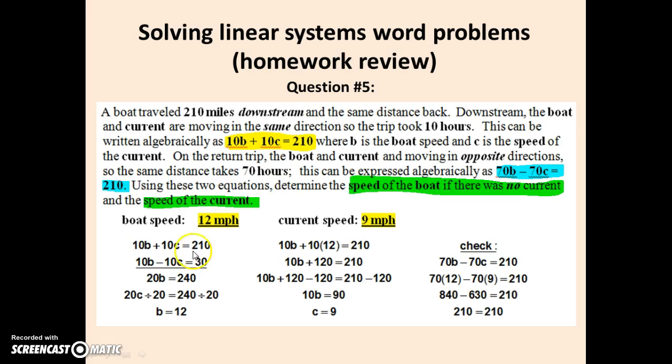Then I check. And it comes out that the boat goes 12 miles per hour, and the current is 9 miles per hour. Remember, we talked about this downstream. The two things work together. Okay, the boat and the current work together. Upstream, when we're going back, the boat and the current are working in opposite directions. So the current is working against the boat. That's why it takes a lot longer to go back upstream than it does to go downstream, as we talked about in class.